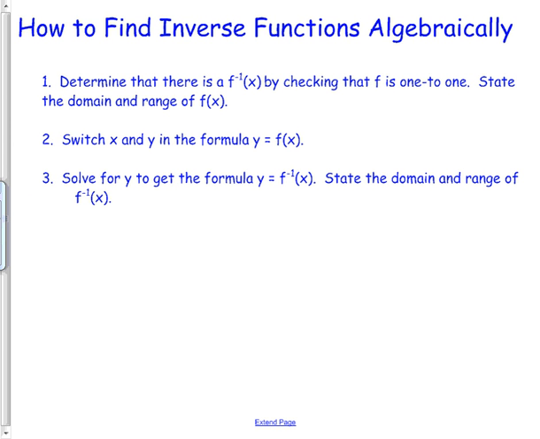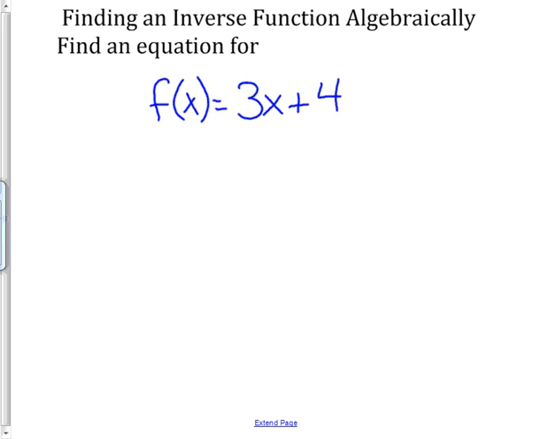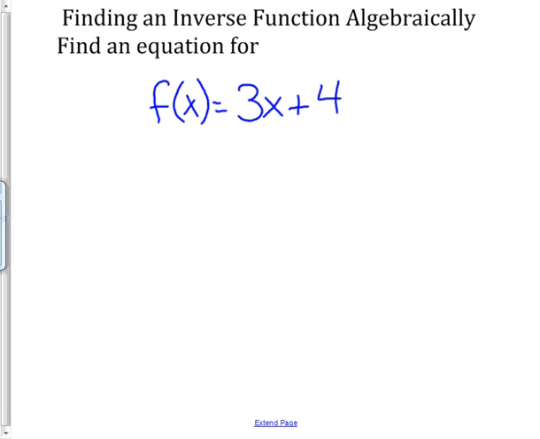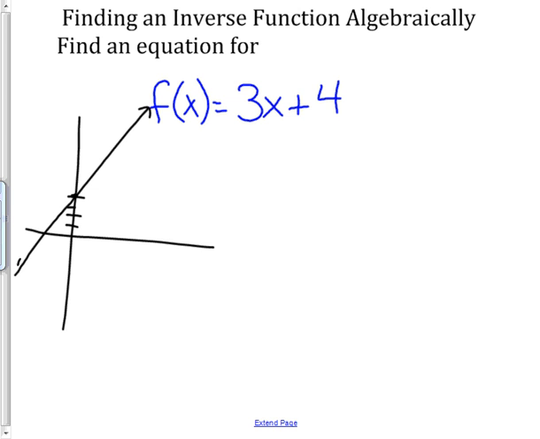How to find it algebraically. It's a 3-step process. I'm going to show you one, and then I'll have you write the steps down after I show you how to do it. Okay, so here is a function. How do I make the inverse of it without a picture? If I had a picture, I'd be doing this. I'd be going, okay, draw my picture, go 4, and I'd have a slope of 3, so it'd be a line like this. And I'd have to reflect that line over this line, the line y equals x, and I could do that.